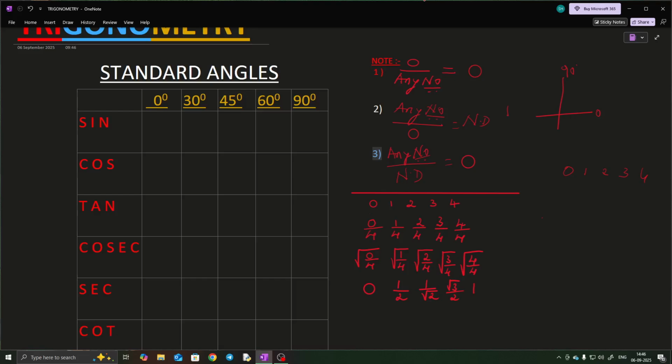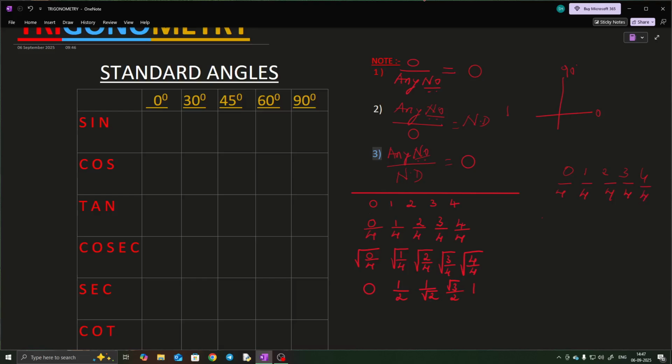Because 5 of these numbers are going to be considered as 5 standard angles of trigonometry. Now the first part is 0 is for 0, 1 is for 30, 2 for 45, 3 for 60 and 4 for 90 respectively. Then what we do here, you can see the next step what I've written here. Each of these numbers are going to be divided by 4. All these numbers 0, 1, 2, 3, 4. Each of these numbers you are going to divide by 4.